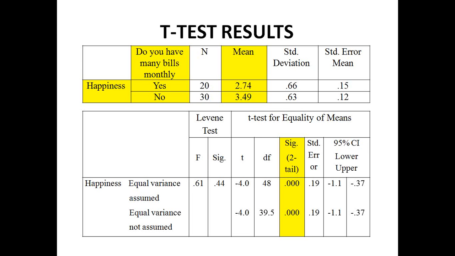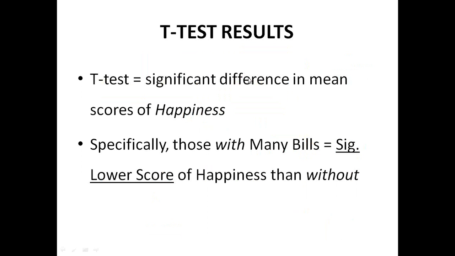So then we say, well, just who's significantly higher and who's significantly lower in terms of the mean score. So we go up here, and we see, do you have many bills monthly? Yes. So these are the people that do have many bills monthly. And their mean score of happiness is right here, 2.74. And do you have many bills monthly? No, their mean score of happiness is 3.49. So there's a significant relationship where the happiness score for people that don't have many bills monthly is significantly higher than those that do. So we can see that right here.